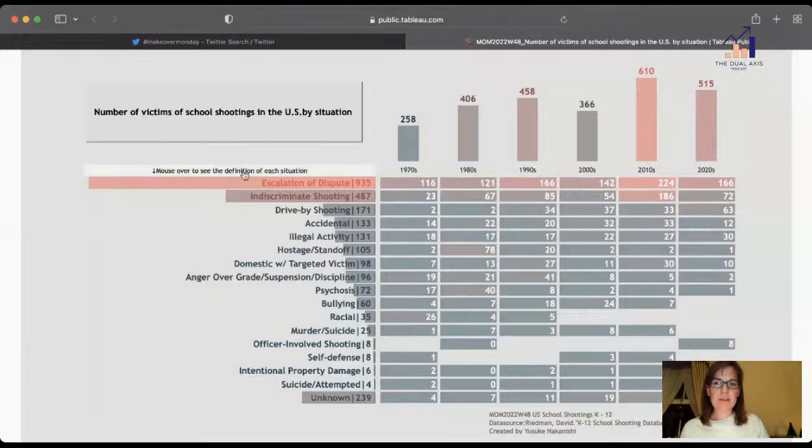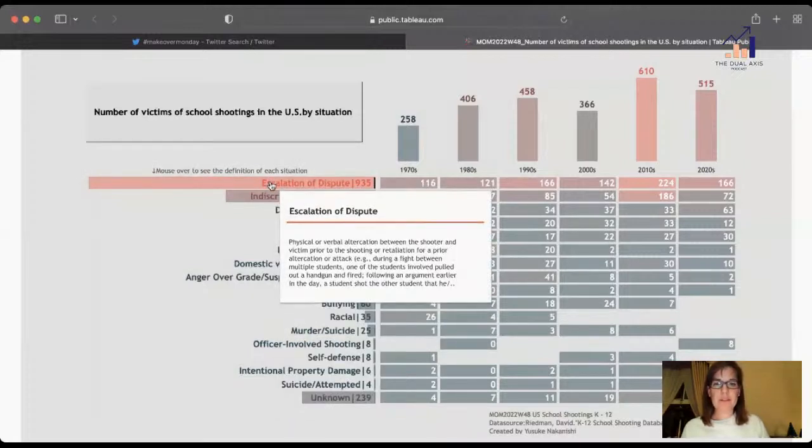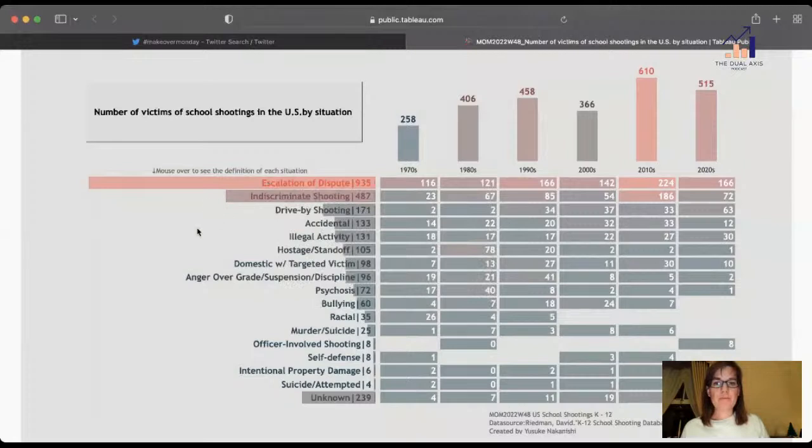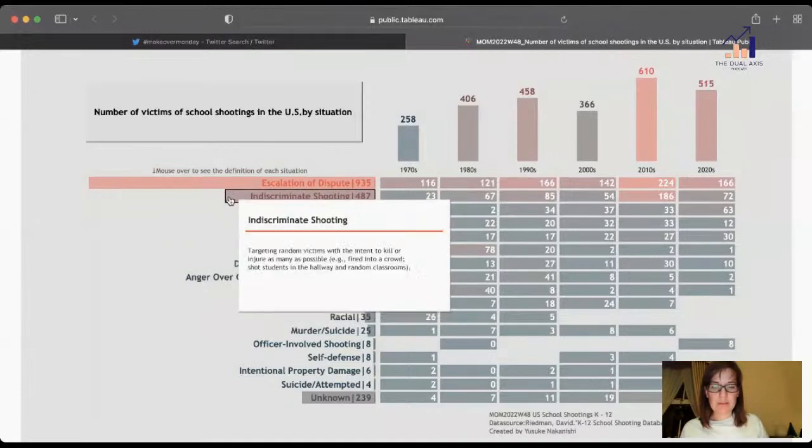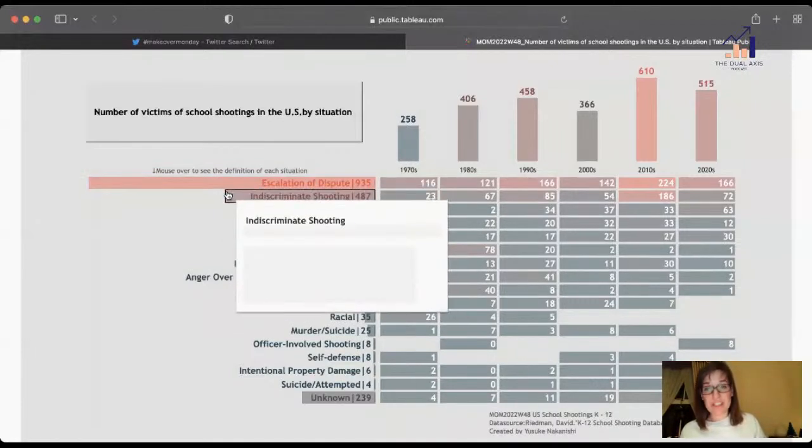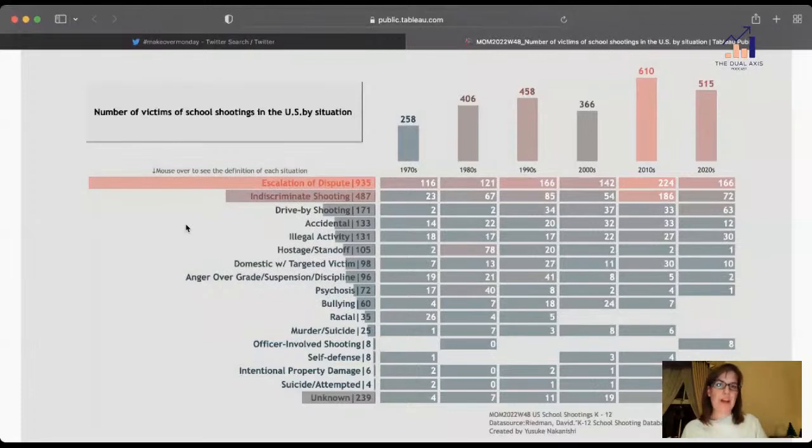And maybe, so apparently there's a description. So maybe the two biggest ones, which are by far the causes for the most number of victims, could actually be called out without the hovering. So maybe there could be a short introduction under the title that talks about escalation of dispute and indiscriminate shootings and how that has potentially increased. And the shocking thing is when we look at the number for the 2020s, we're like, oh, it's lower than the 2010s. But we're only 3 years into it.